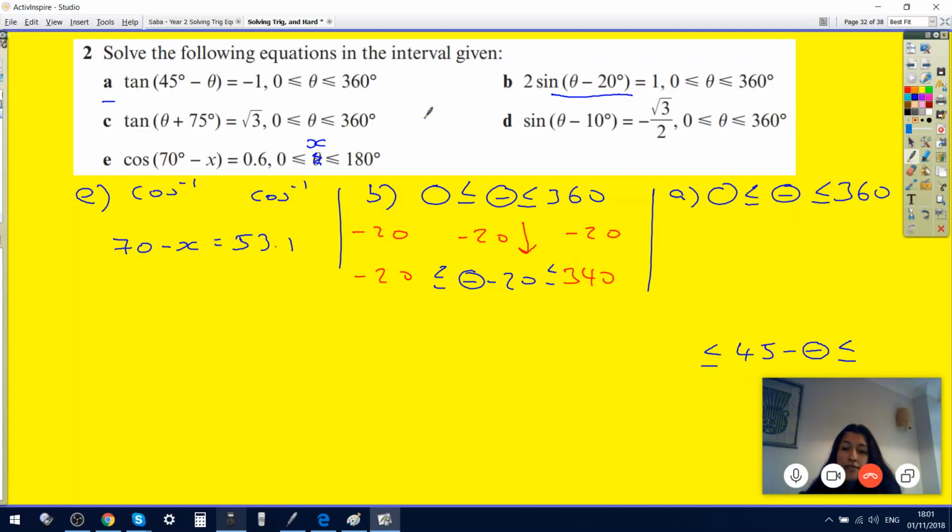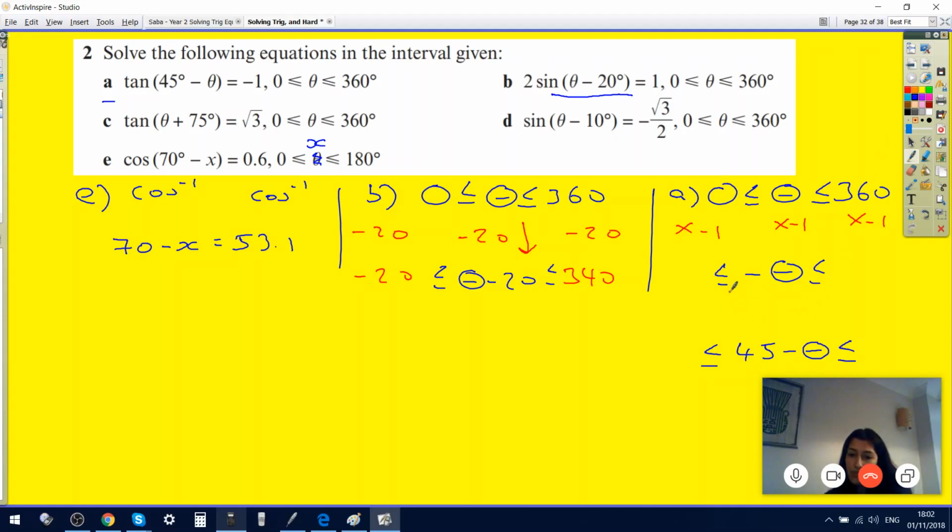So 45 minus... No. The best way to do these is to follow the order of BIDMAS. So how would you go from theta to minus theta? Because this has minus theta. Divided by -1. Yeah, or I'm going to do times by -1. Same thing. What do you get?